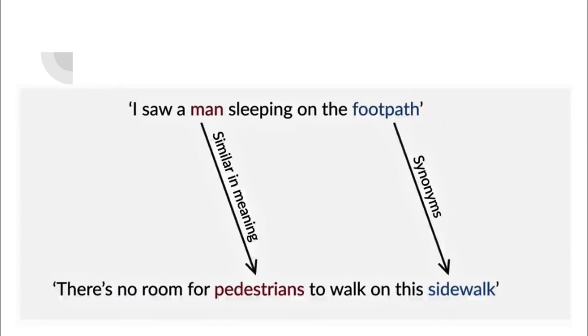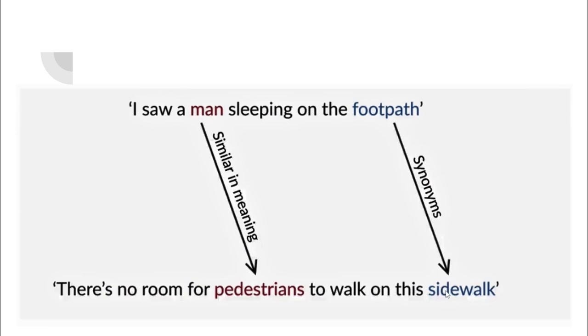As I mentioned, there are other semantic associations that concern the size of the input matrix. I have taken an example. Say: I saw a man sleeping on the footpath. This is one context, and I have taken two words, man and footpath. Another sentence: there is no room for pedestrians to walk on the sidewalks. Here you could see man and pedestrians mean the same; they are synonyms. And footpath and sidewalk also mean the same.